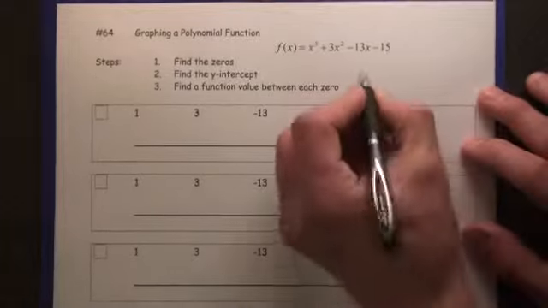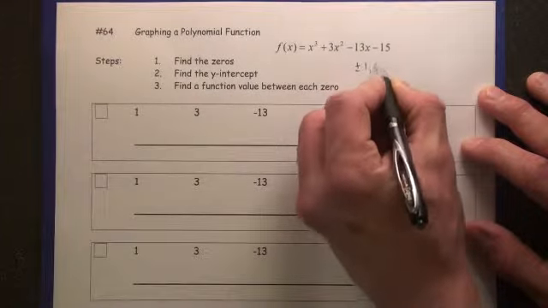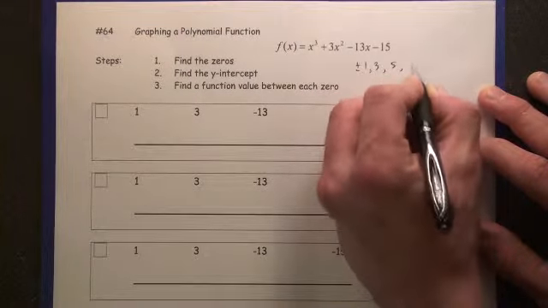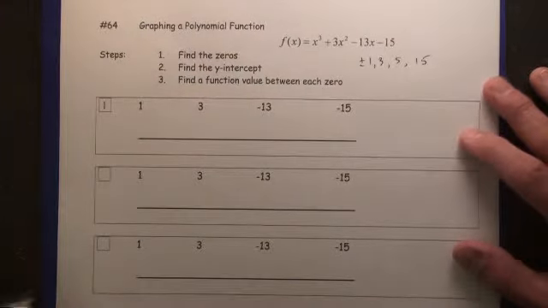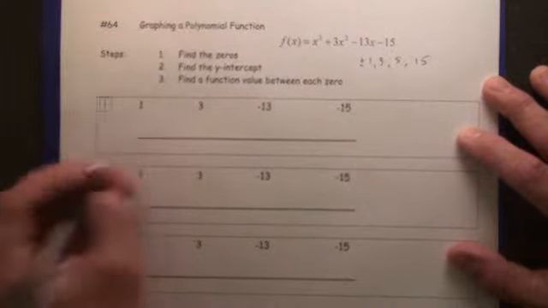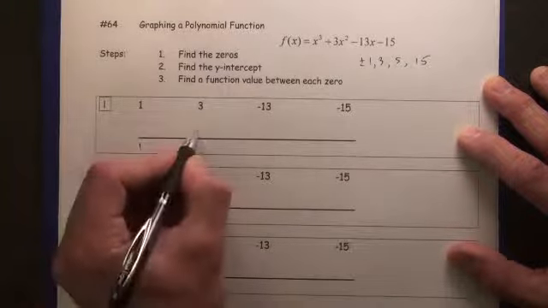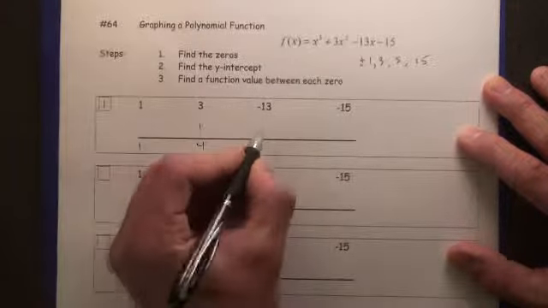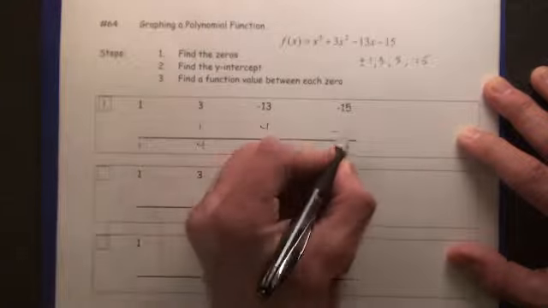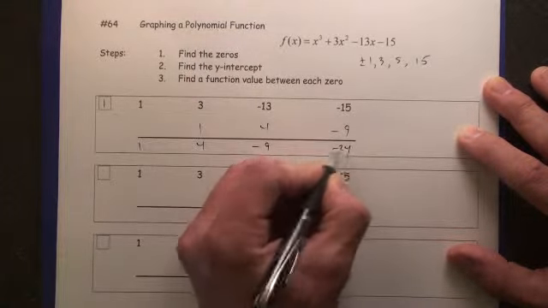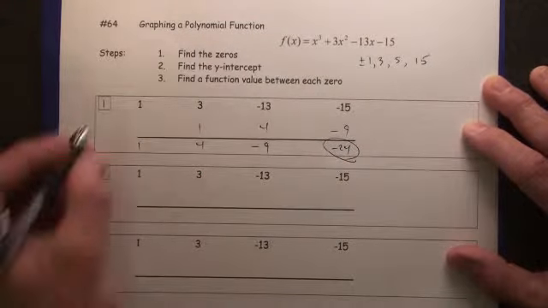We'll start by listing the possible zeros: plus or minus 1, plus or minus 3, plus or minus 5, or 15. We're going to start with 1 because that's the easiest. Let's see if we can get a 0. Bring down the 1. Then we multiply, we get 1. Then we get 4. 4 times 1 is 4. We add this together, we get negative 9. Times 1 is negative 9, therefore negative 24. So this is not a 0. So 1 is not a 0.